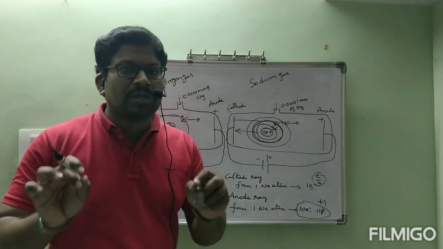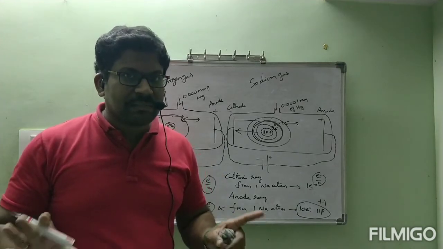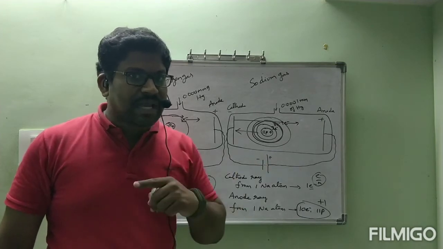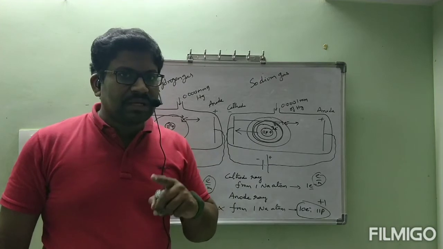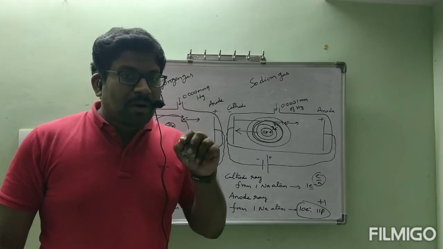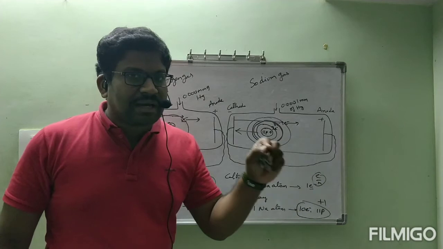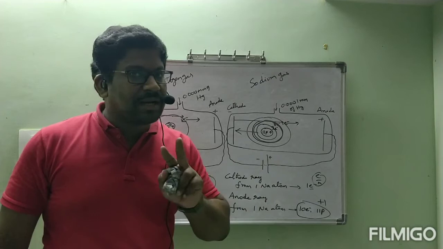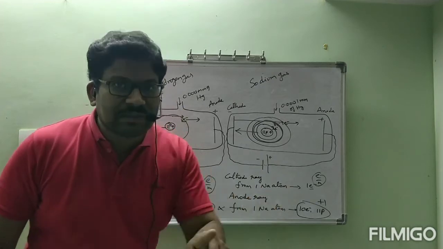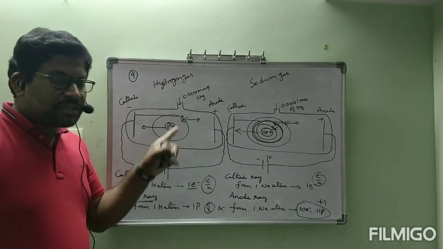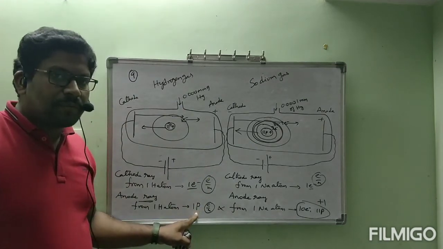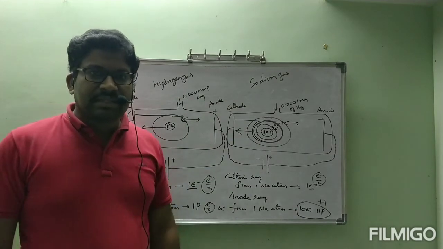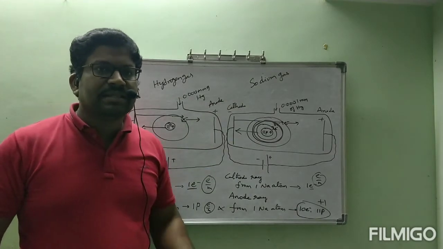Simply, anode rays are positive rays, because they travel from anode to cathode. As they travel towards the cathode, they are attracted towards the cathode, so they are positive rays. But whatever gas you take, they do not contain only protons. If you take hydrogen gas only, that is the discovery of protons. Otherwise, if you take any other gas, that is not the discovery of protons. It is simply the discovery of anode rays.